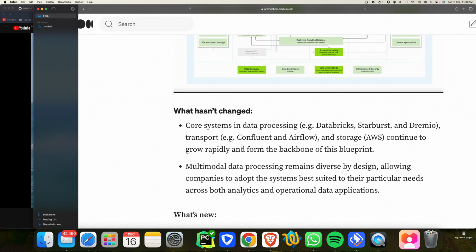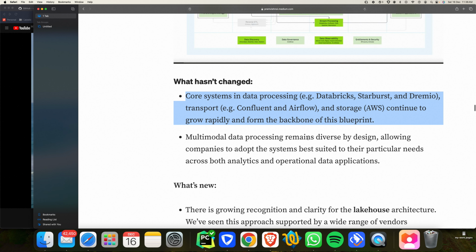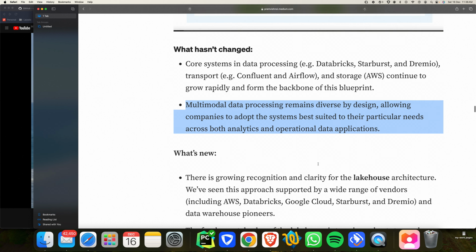Storage, AWS, continues to grow rapidly and form the backbone of this blueprint. So they continue to grow, and multi-model data processing remains diverse by design, allowing companies to adopt the systems best suited for their particular needs across both analytics and operational data applications.